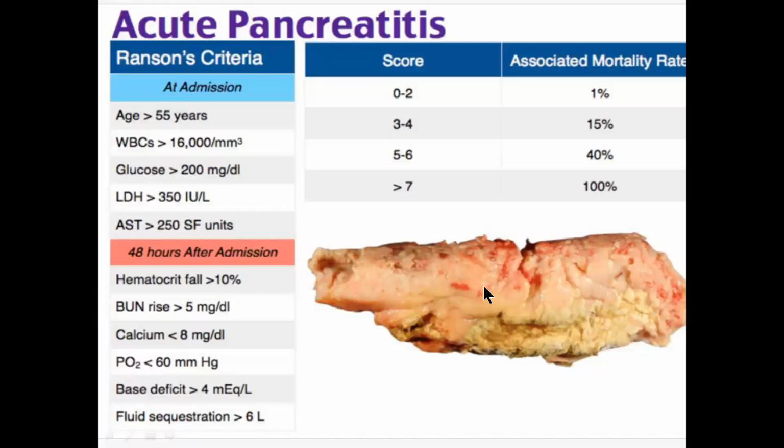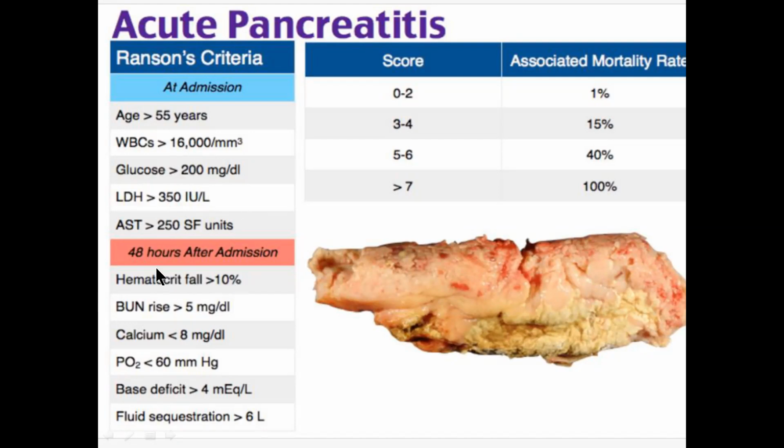For prognosis, there is a criteria known as Ranson's criteria in case of acute pancreatitis. At admission, a few factors we have to see, that is age, WBC count, glucose, LDH, and AST.